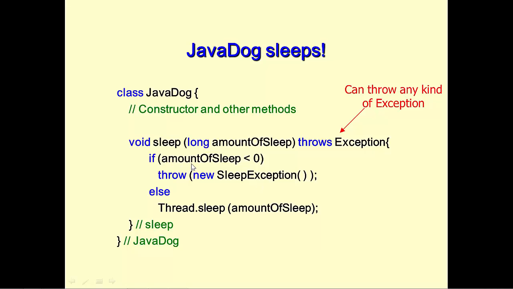So let's say if the amount of sleep is less than 0, then we can throw this new sleep exception. Otherwise, then we can just call thread.sleep. And if this thing throws an exception, it can come out through this exception right here. Now note that we say that the method throws, with an S on the end, throws some kind of exception, and then inside, when it comes time to actually throw it, we use the keyword throw.